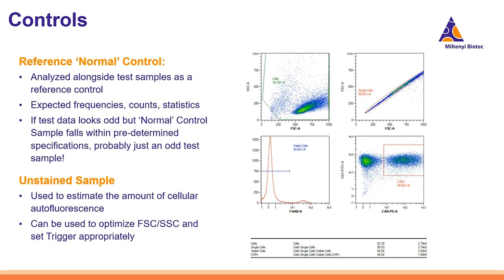We saw that it's not always the best for setting your gates. However, an unstained sample is important, especially if you have autofluorescence in your cells, because that's the way that you can estimate the amount of autofluorescence. It can also be used to set forward scatter and side scatter appropriately, especially if your test sample is precious or you have very precious antibody and you don't want to use that sample for optimization. An unstained sample is typically good practice to run alongside your fully stained sample, your isotype, and your FMOs.